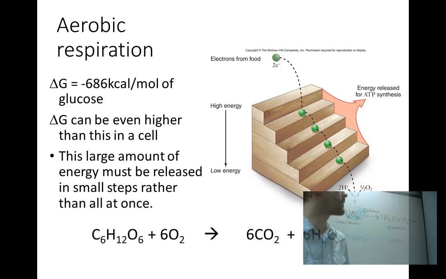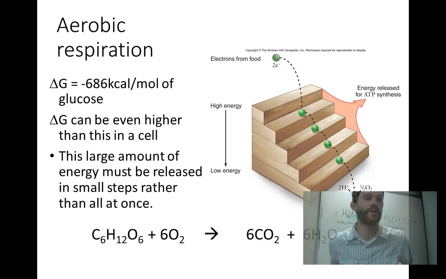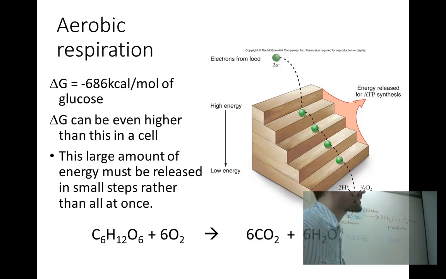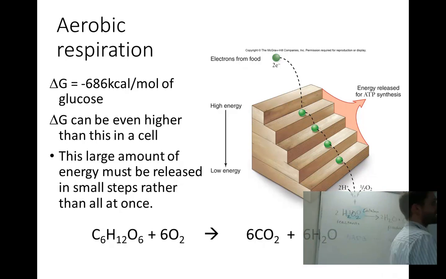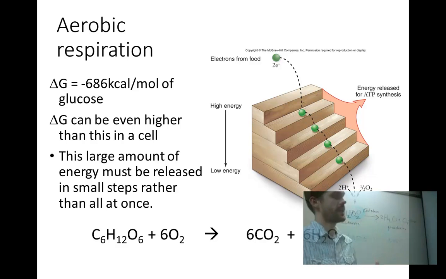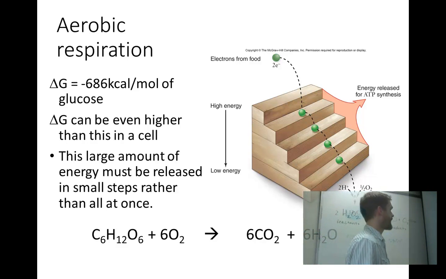All right. In aerobic respiration, the change in free energy from one molecule of glucose is 686 kilocalories. But this isn't released all at once. It's released in a bunch of steps. So it's kind of like a staircase, and each step in the biochemical pathway releases a little bit of energy, and then that energy is captured all at the end to make ATP.